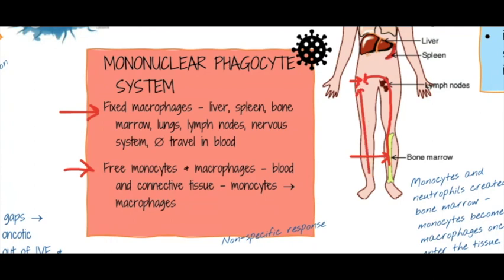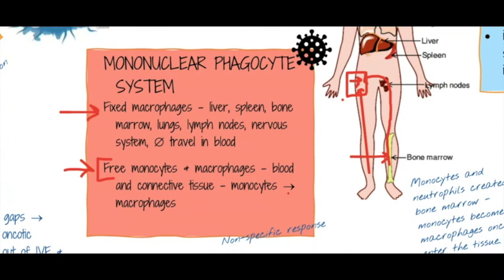They're in the blood system right here, but when they enter into the tissue, they turn into macrophages. Okay, so they originate as monocytes. They travel in the blood. When they get to the tissue they're supposed to be affecting, they turn into macrophages. Okay, those are your free monocytes. And they're free because they move through the blood and they move through connective tissue in order to find their way to where they are actually needed.